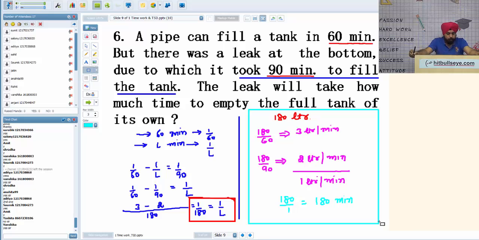Yashita, you can ask any doubt if you have. हमने इन दोनों का जो LCM है, वो 60 और 90 का LCM 180 लीटर्स मान लिया है, कि जो टोटल टैंक है उसकी कैपेसिटी 180 लीटर्स है.